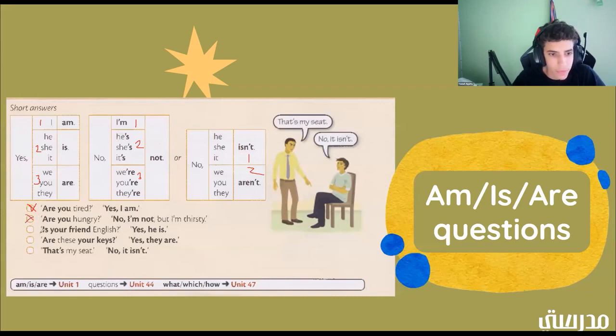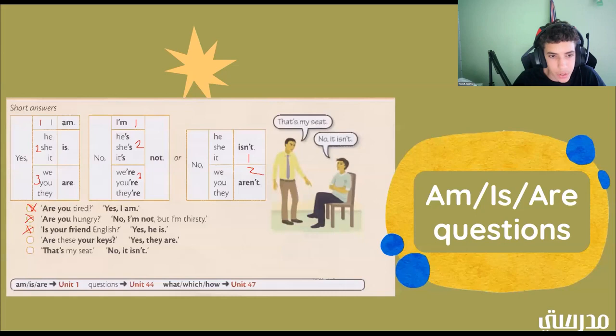Let's exit out. Okay. Is your friend English? That's the question. And then we have yes, he is. That's the answer. All right. So yes, he is. Since it's a yes, it's going to be the first group of groups. So I know it kind of sounds weird, but the first group of groups. So yes, he is. Would that be group 1, 2, or 3? It would be group 2. Good job. All right. Since it's he is in the first one. So he is.